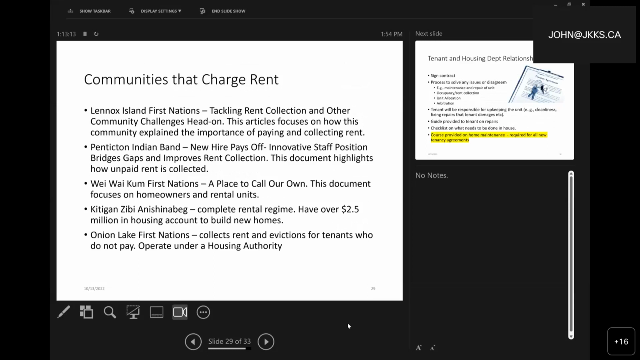So are there communities that charge rent? Kigazibi, they have a complete rental regime, and they have over 2.5 million in their housing accounts to build new housing, and they build new housing. Onion Lake had one. I'm not sure what's happening there now, but you can see there's other communities that basically have variations of rental that they're pulling in.